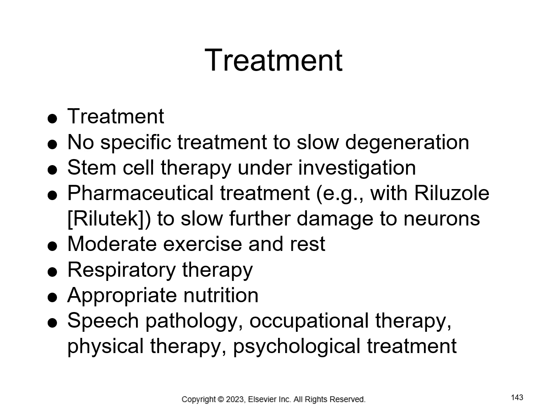There's no specific treatment to slow the degeneration. We are investigating stem cell therapy, but that's a hot topic always. There are pharmaceutical or medication treatments to slow further damage to the neurons. We recommend moderate exercise and rest, respiratory therapy, appropriate nutrition, speech therapy, occupational therapy, physical therapy, and then psychological help as well.